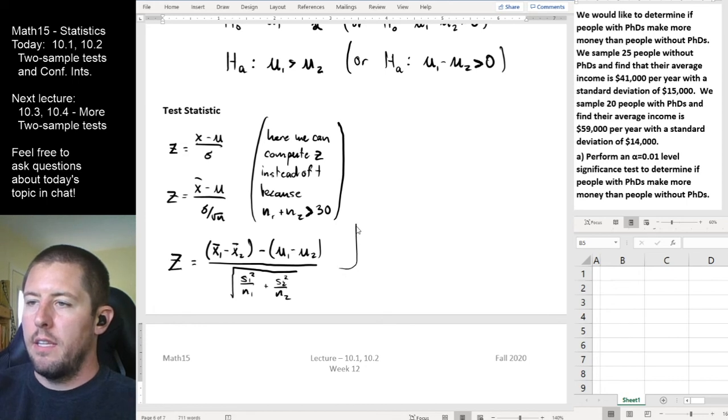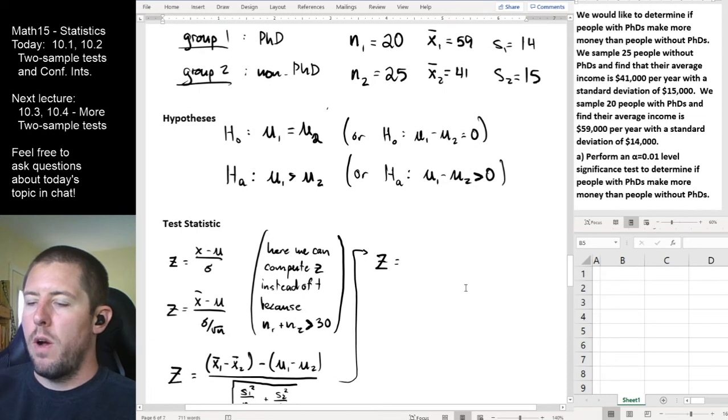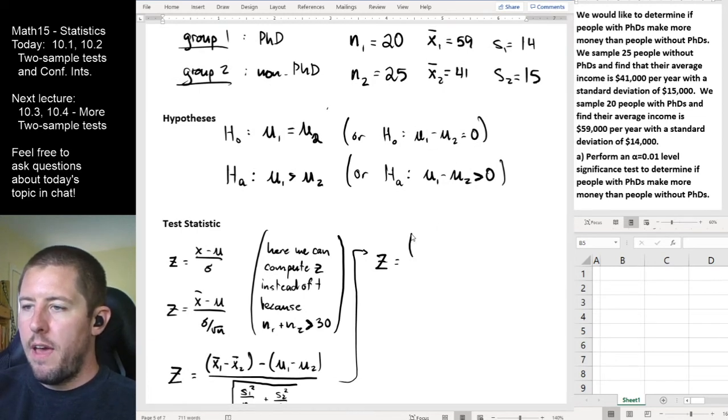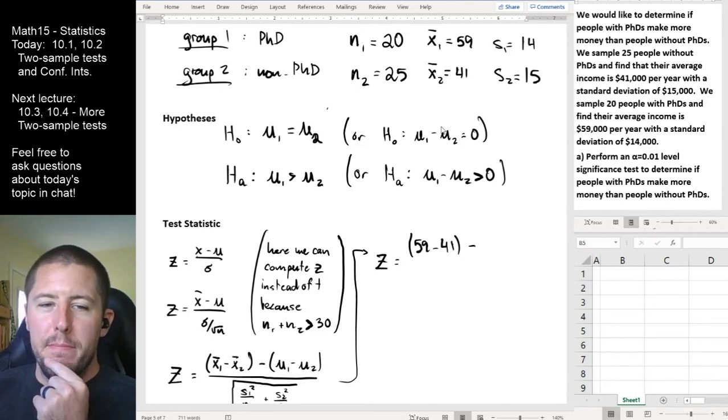For our z computation, I'm seeing x1 minus x2. Well, I've got all my information up here. x1 minus x2, that's our 59,000 minus 41. You should notice here that mu1 minus mu2 is almost always going to be equal to 0 in a two-sample test. In most two-sample scenarios, our statement of no difference is always going to look like this, unless we have some previously known difference.